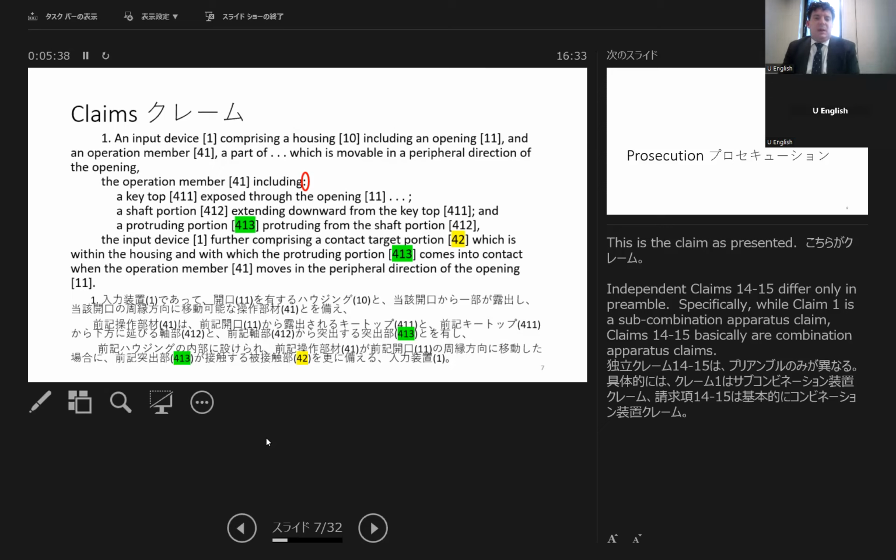And I've maintained the color coding of the green and yellow portions from the previous slide. We're only looking at claim 1. Claims 14 and 15 are also independent, but differ only in terms of preamble. And so while claim 1 is a subcombination apparatus claim, claims 14 through 15 basically are combination apparatus claims.